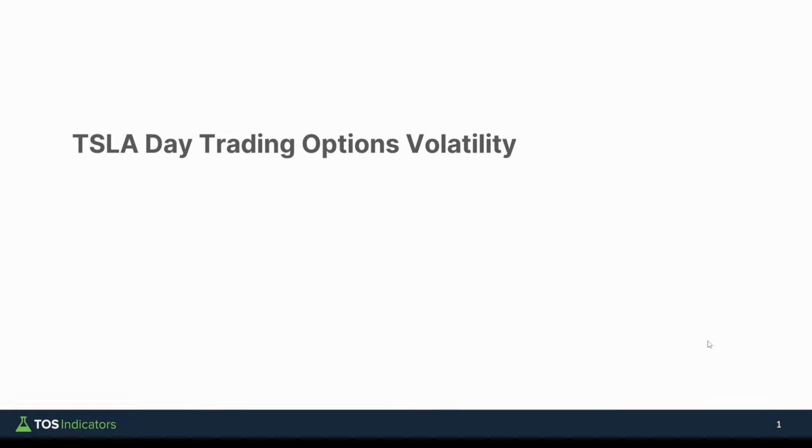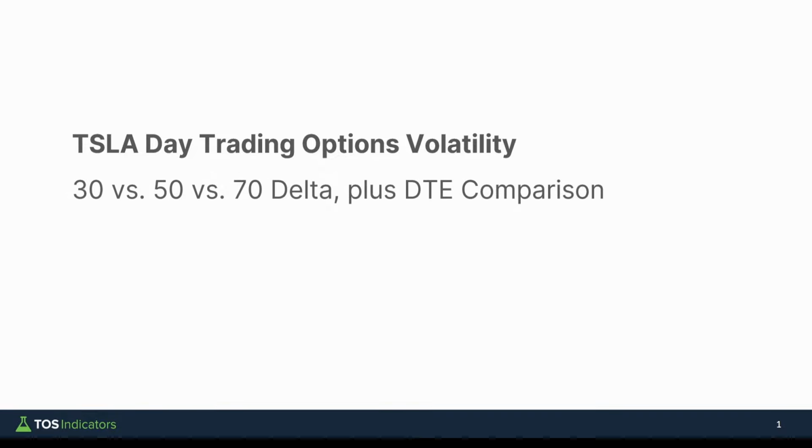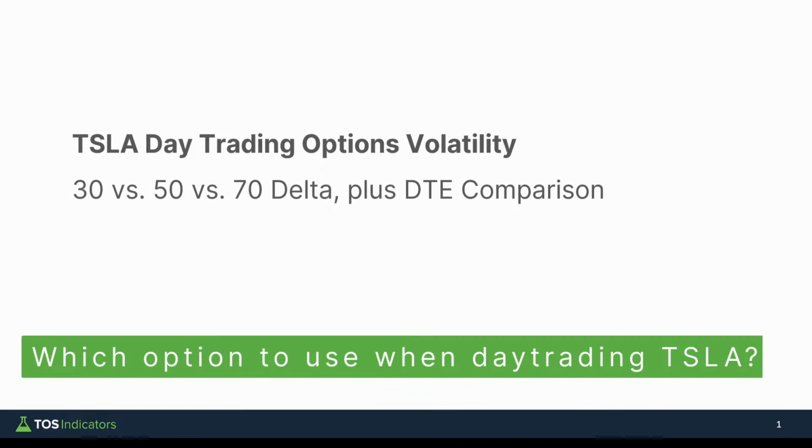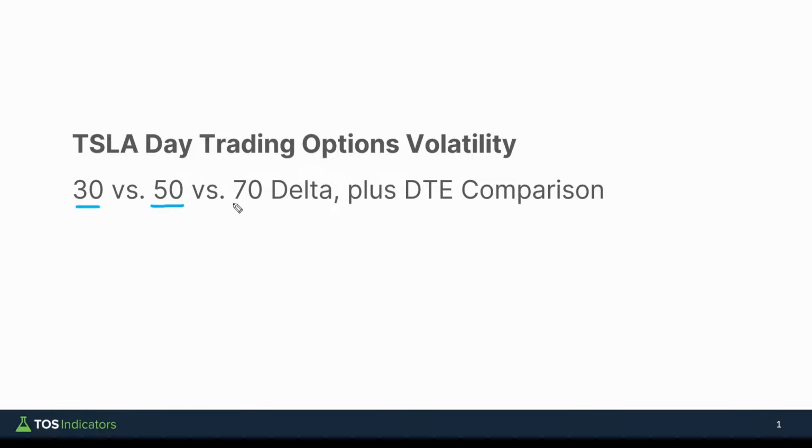In today's video, we're focusing our attention on Tesla, specifically looking at Tesla options from a day trading standpoint. I'm going to compare and contrast three different deltas, the 30, the 50, and the 70 delta options, across two different expiration cycles. One is from this week, the second expiration is next week's expiration cycle.